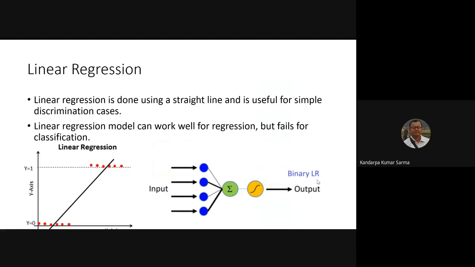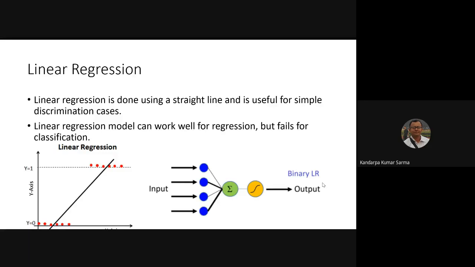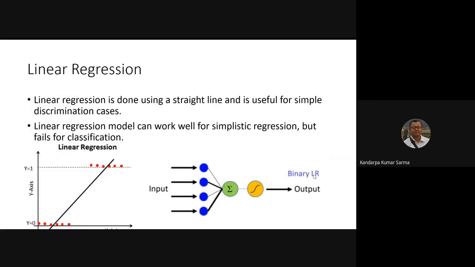This slide shows the linear regression. Linear regression is done by the use of a straight line based discrimination technique. This is quite beneficial for simplistic cases where we want to deal with binary classification, so a straight line is quite sufficient for such a purpose. Linear regression works very well for simplistic regression cases, but it fails for serious classification. Therefore, we find a straight line is quite sufficient for doing a regression.